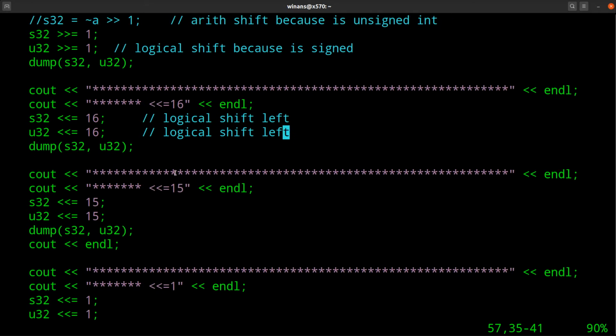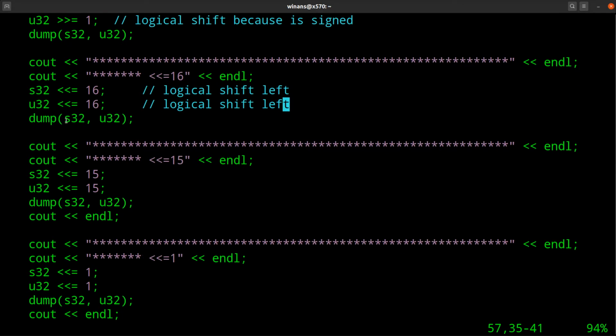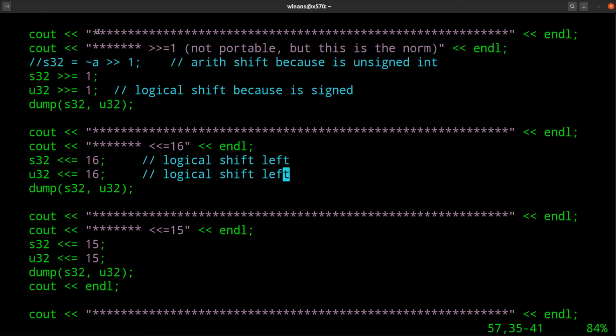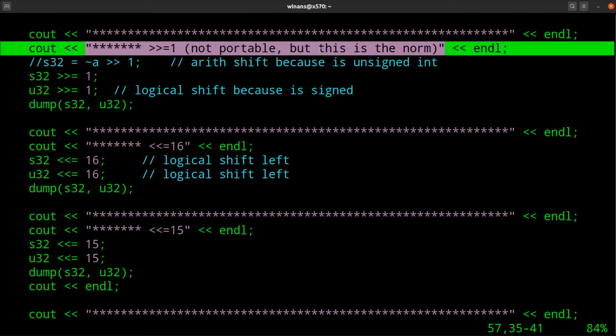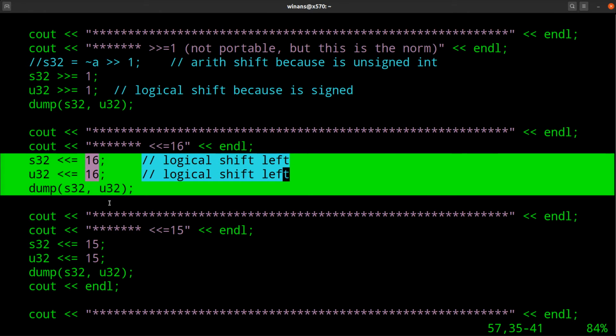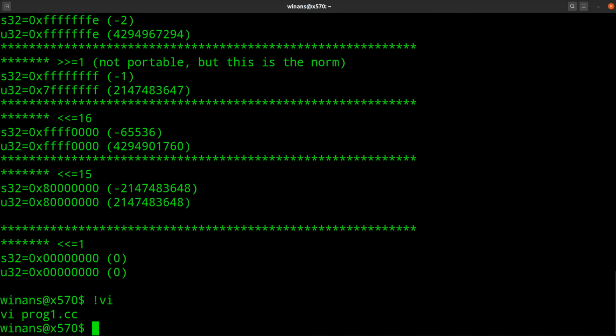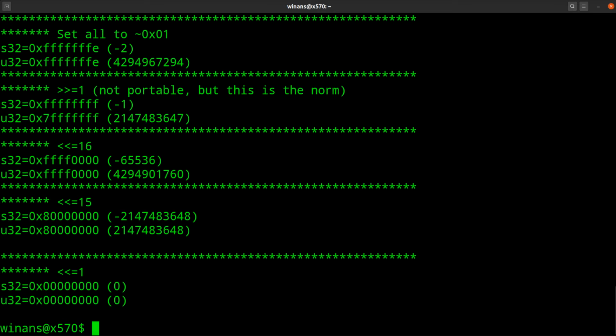When you go to the left, they're all going to be done the same way. So we're going to go left 16, then after that, we're going to go left another 15. So again, we're not resetting the variables. They retain their value from the previous one of these stanzas of tests, okay? So whatever the value is after the non-portable message is going to be then shifted left 16 and then another 15, okay? Let's recompile it.